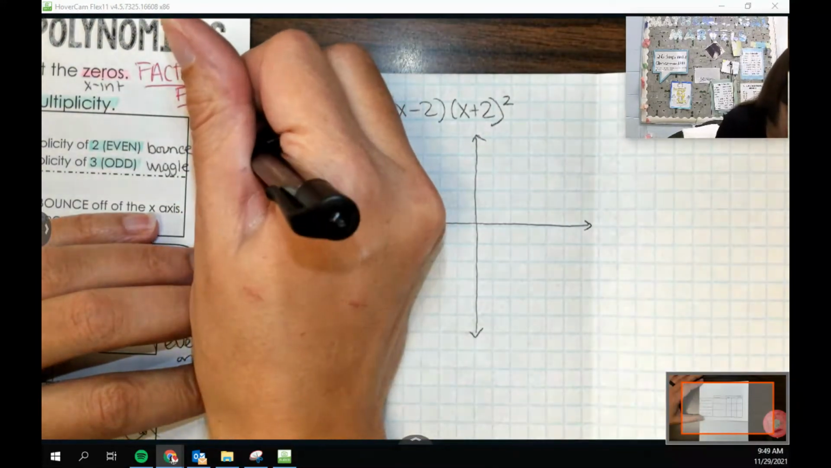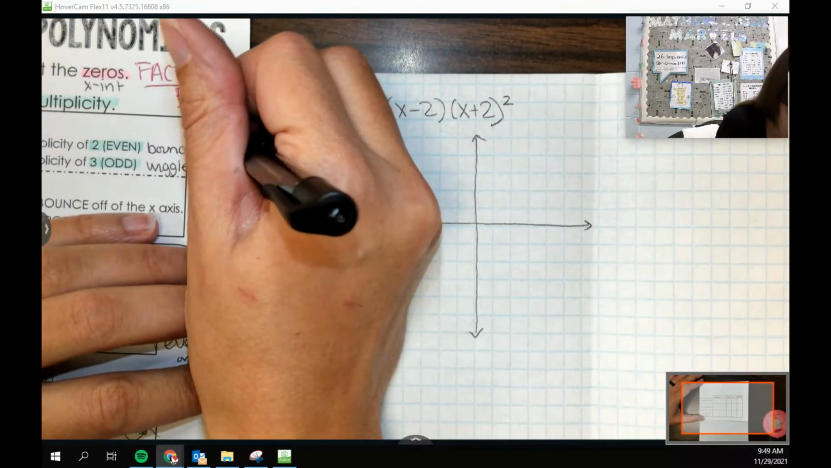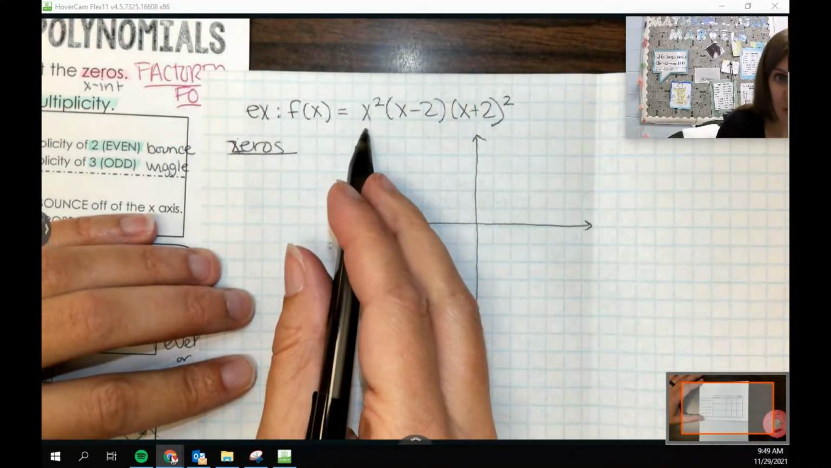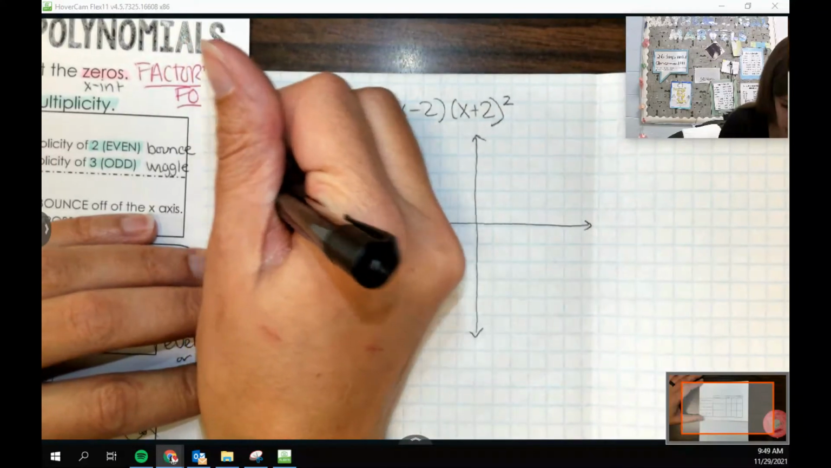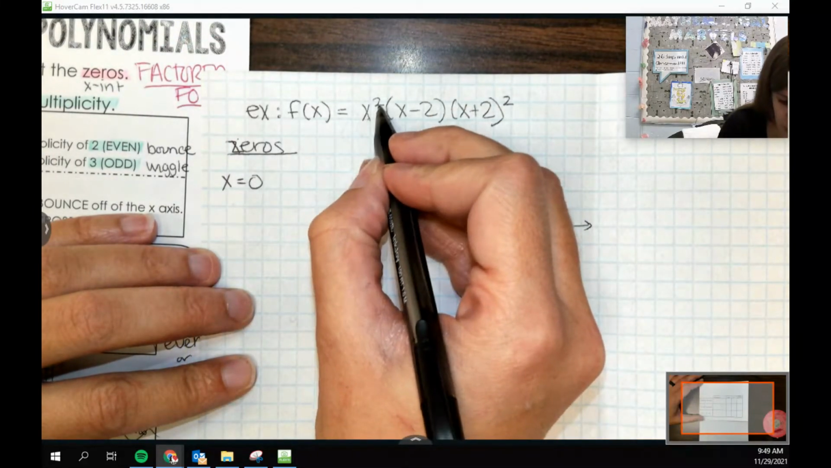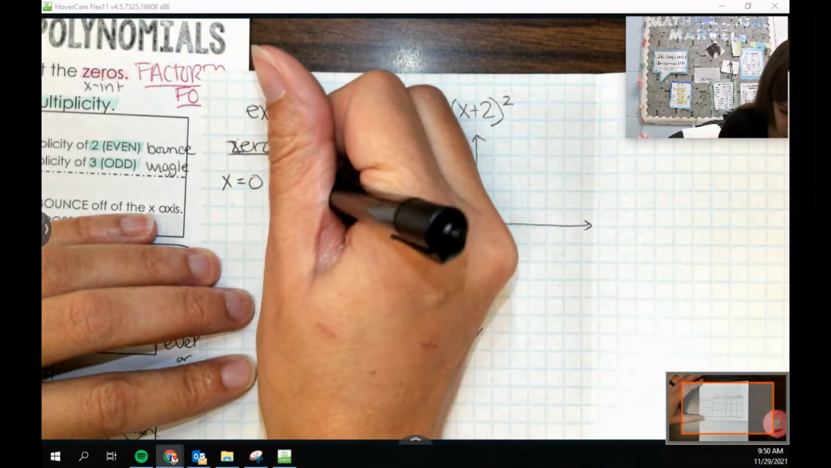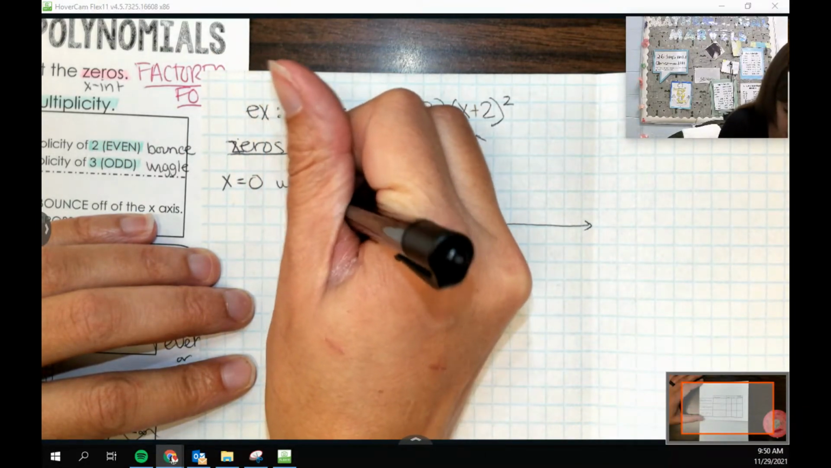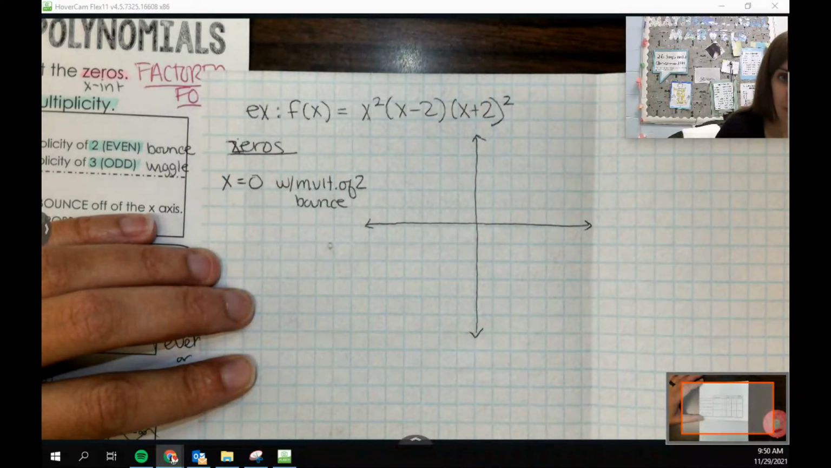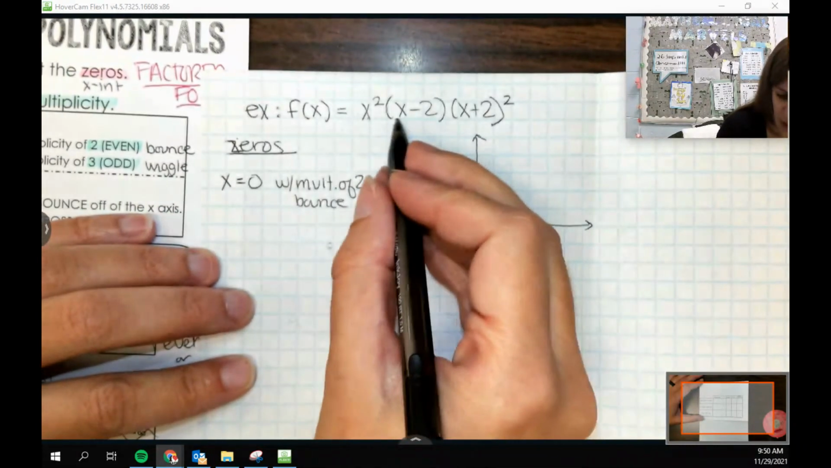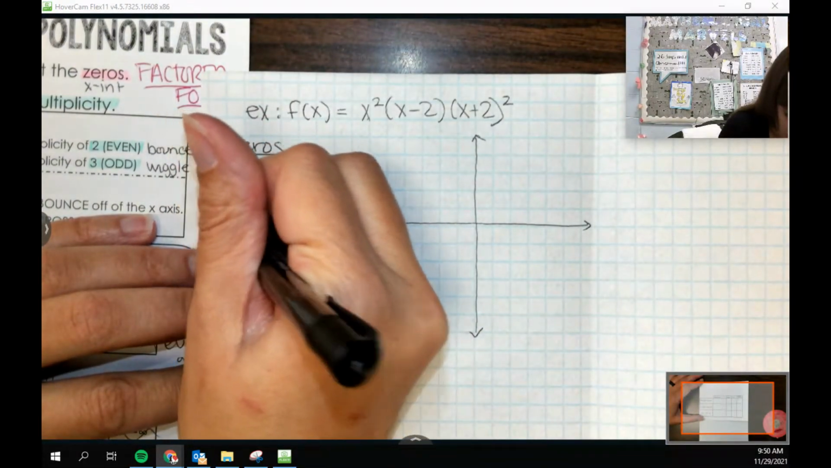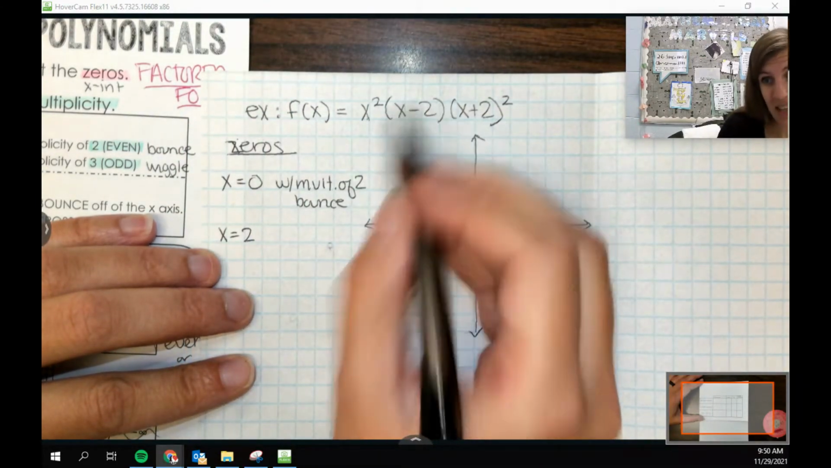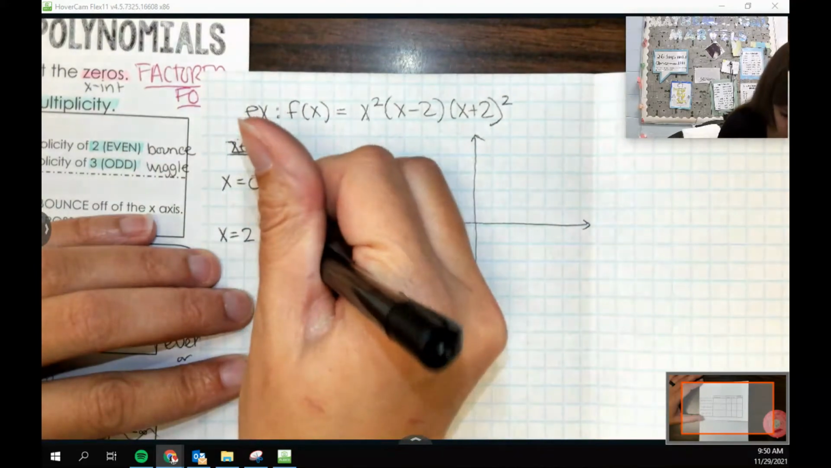And then let's say our x-intercepts, or our zeros, first. So the first one I notice is we have one at 0 with multiplicity of 2, which means I bounce. The next one I notice right here is 2 with an exponent of 1, so no multiplicity because 1 is just 1, there's not multiples, so that's a cross.